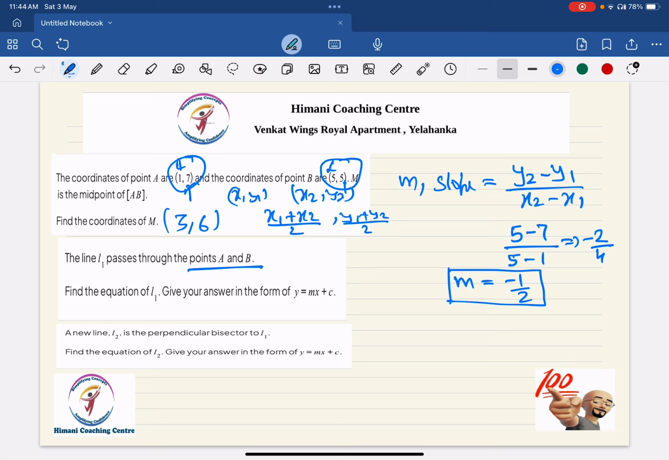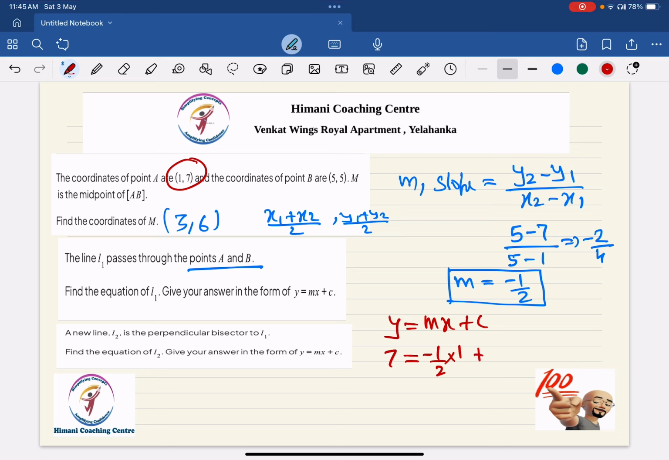Now we are supposed to find c. Since the line passes through A and B, we can take any point, either A or B, and find the value of c. What will we do? We will write y equals mx plus c. Let us say I want to take this point. So what is y here? 7. m we already found is minus 1 by 2 into x, which is 1, plus c. Now we will get c equals 7 plus half. So you do the LCM. So c becomes equal to 15 over 2.